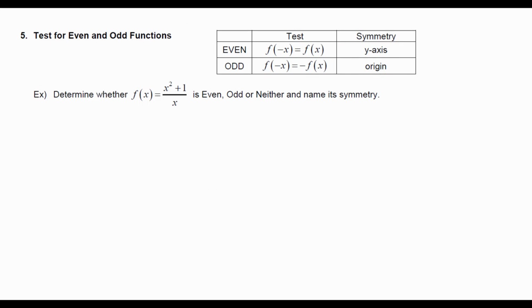Number 5. Test for even and odd functions. Hopefully you still remember these from algebra. A function is called even if f of negative x is equal to f of x. When that happens, it is symmetric with respect to the y-axis. A function is called an odd function if f of negative x is equal to negative f of x. When that happens, the graph of the function is symmetric with respect to the origin.